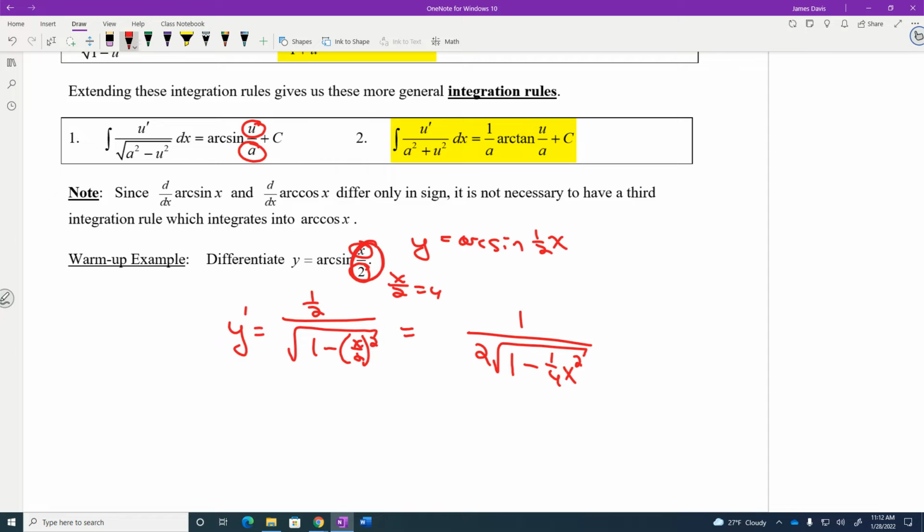Now, in my opinion, this would be a fine answer. That should be a fine answer. But to kind of prove what this formula is, notice in this formula there's not a constant hanging out here. What we're going to do is actually take this constant into the square root there.